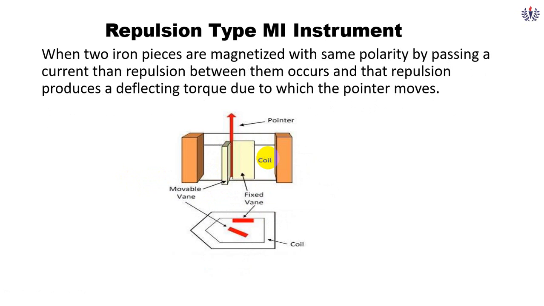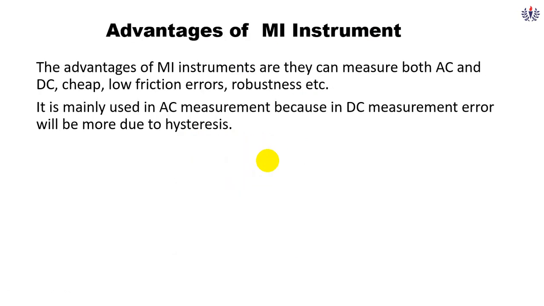Here one more type is there, that is the repulsion type. Same here, we have one fixed vane and one movable vane. When the supply is given to the fixed vane, the vanes start to repel. Based on this repulsion, the pointer starts to measure the value. In the previous case, it was the attraction principle. In this case, it is the repulsion principle, but both can measure AC as well as DC values.